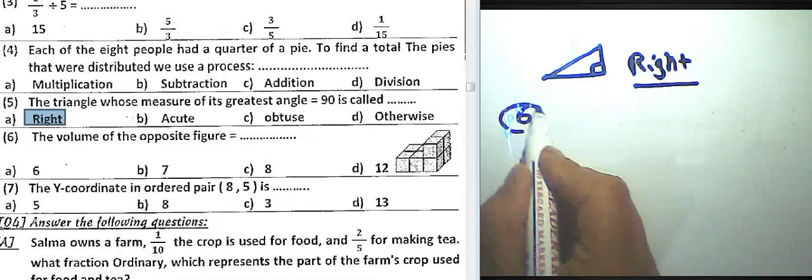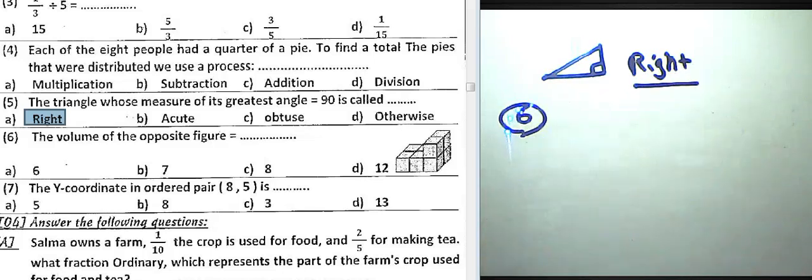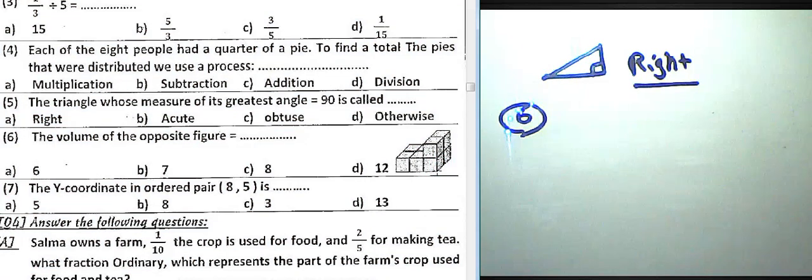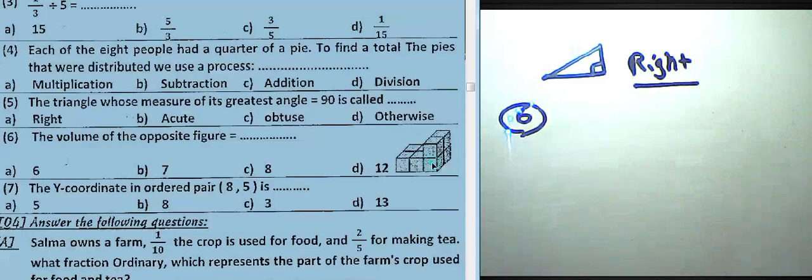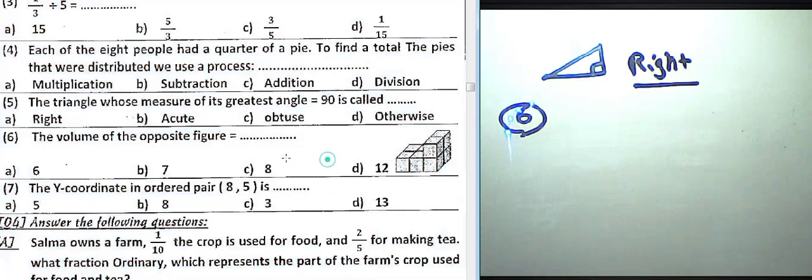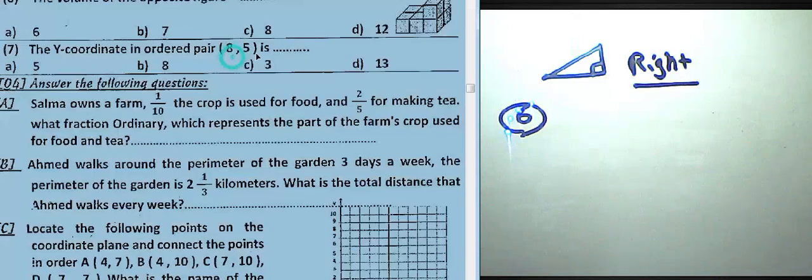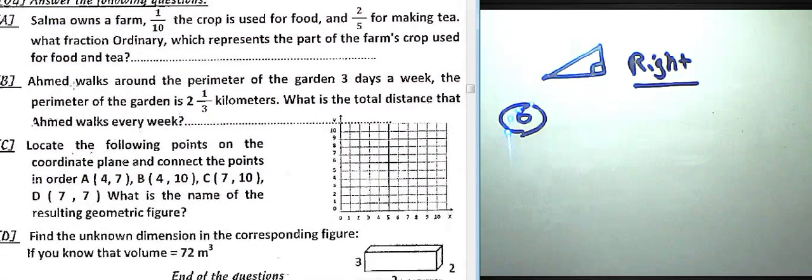Question number 6. The volume of the opposite figure: we can count the cubes here. Count with me, 1, 2, 3, 4, 5, 6, 7, 8. It will be 8. The y coordinate in the ordered pair here will be 5. First x and second y. Asked about the y coordinate, we can write 5.